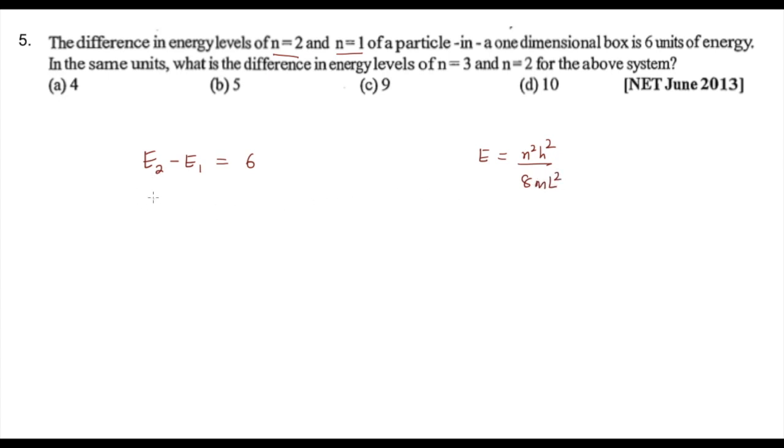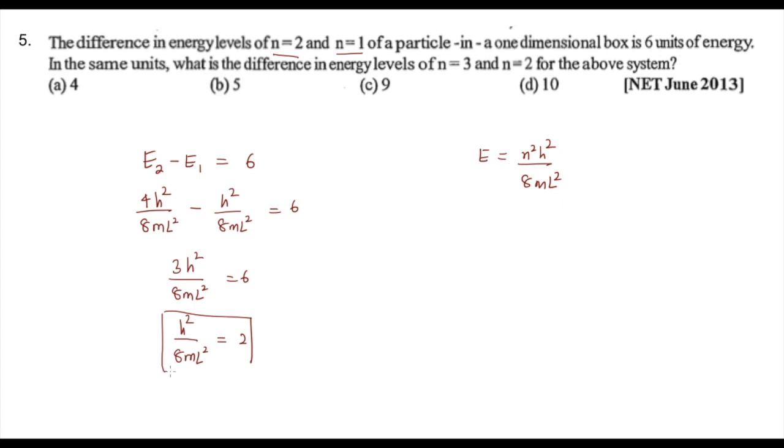Let me put the values. So for E2, the value of n will be 2, so the square of n will be 4. So 4h squared upon 8 m l squared minus the value for n equals 1, which will be just h squared upon 8 m l squared, and that is going to be equal to 6. If I subtract, I will get 3h squared upon 8 m l squared equal to 6. Or I can divide both sides by 3, so I will get h squared upon 8 m l squared equal to 2. Okay, so that is what I got from the first condition which is given to me.